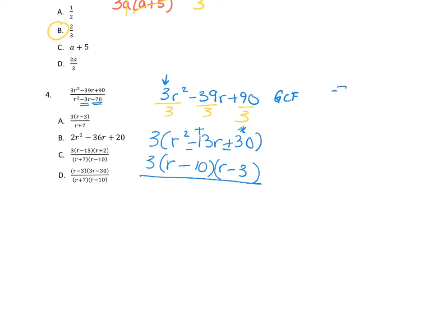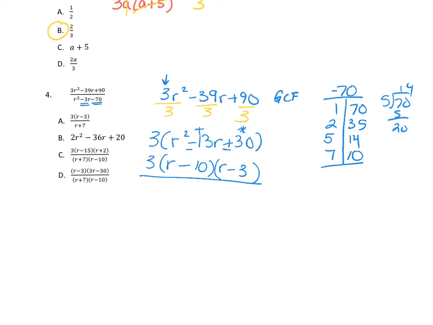So if you're ever having trouble, list the factors of 70: 1 and 70, 2 and 35, 5 and 14, 7 and 10. So I believe it's going to be 7 and 10, but since it's a negative 3, it's going to be a negative 10. So I'm going to have r minus 10, r plus 7.